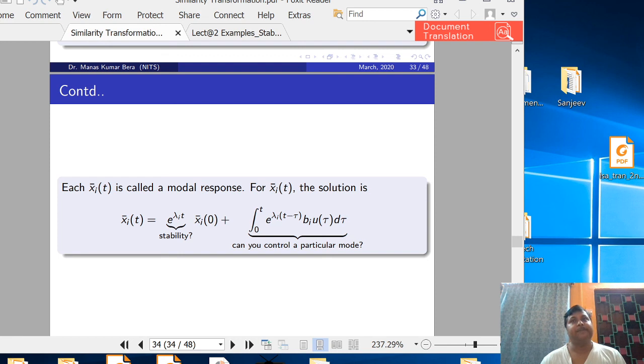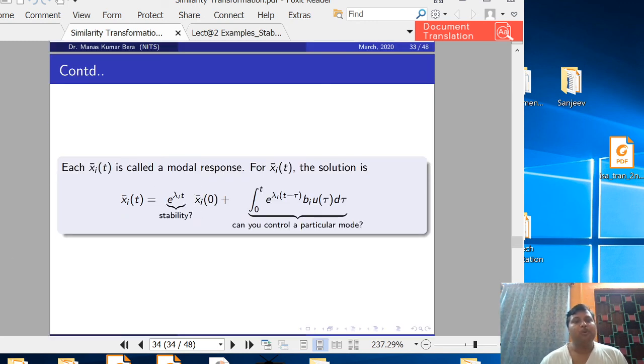First, we can comment on the stability if the system is in diagonal form, because the diagonal elements are the eigenvalues. Second, the calculation of e to the power At becomes simple if we follow the diagonalization approach, and the steps we have already seen. Lastly, we have shown that we can see which mode, meaning which state, will be controllable, and along with stability, which mode will be non-controllable. That can be easily concluded from the expression. Also, which state can be observed from the output and which cannot, can be easily visualized if the system is represented in diagonal canonical form.